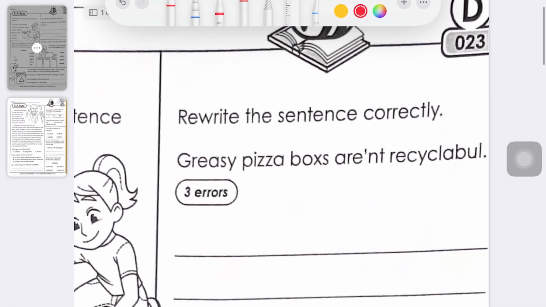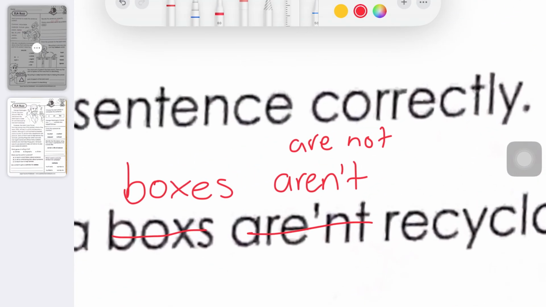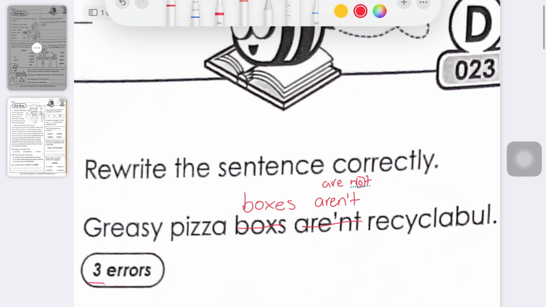Next one, rewrite the sentence correctly. Greasy pizza boxes aren't recyclable. There are 3 errors. Greasy is fine, pizza is fine, boxes is not. Boxes is B-O-X, box is, yes. Aren't is are not, and the contraction for it is aren't, like this. So the apostrophe takes the place of the O. So aren't. Boxes aren't recyclable.